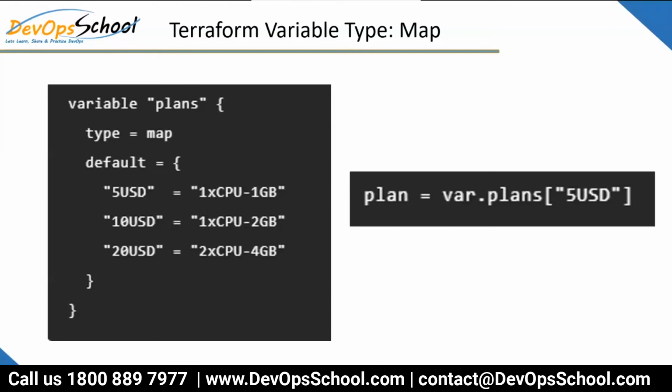So how do we use the map in this case? If you want to use a map, then var.plans is the variable, and you have to use the key here, not the index, but the key. When you use the key, you'll automatically get the value, 1 GB or 2 GB, whatever it is. Understood, all of you?